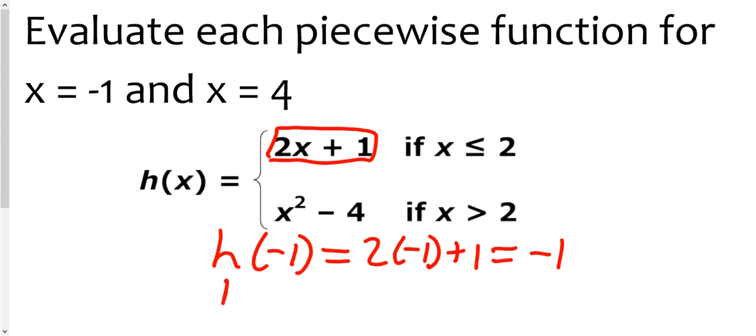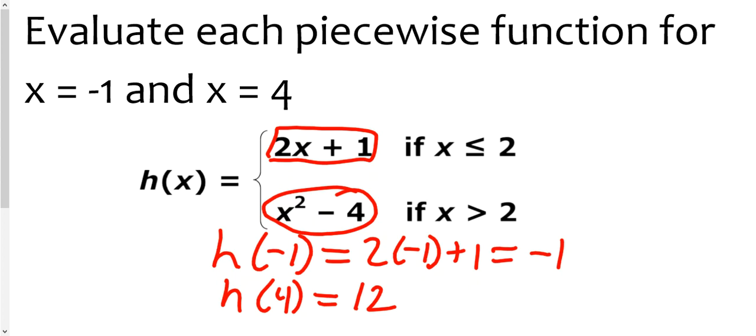Okay. Now if I want to evaluate h of 4, the value of this function when x is 4, well, 4 is greater than 2, and so now we're going to use x squared minus 4. So 4 squared is 16, 16 minus 4 is 12, and so h of 4 is 12.